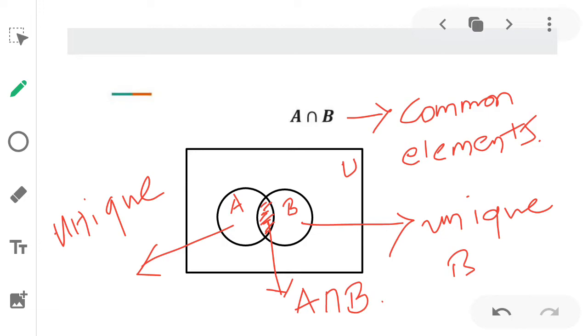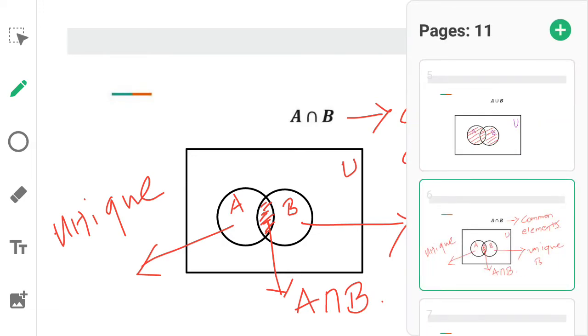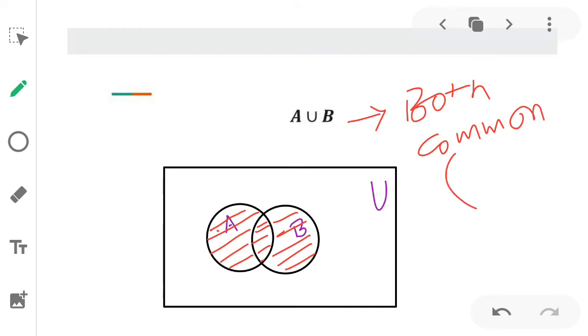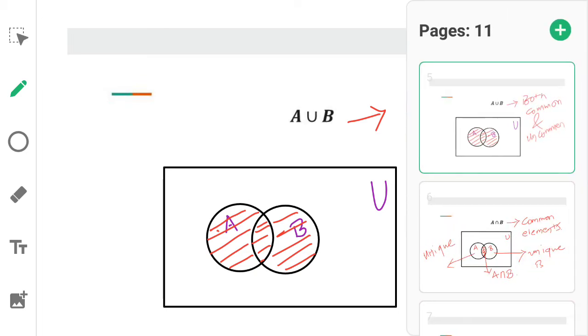So this is the answer for A intersection B, a Venn diagram for A intersection B. Again here I can write, for your convenience, both common and uncommon elements.